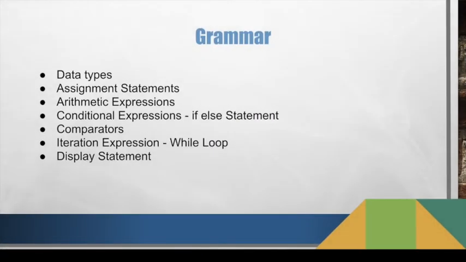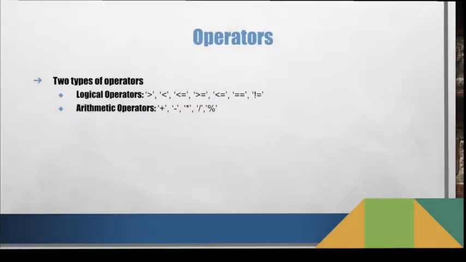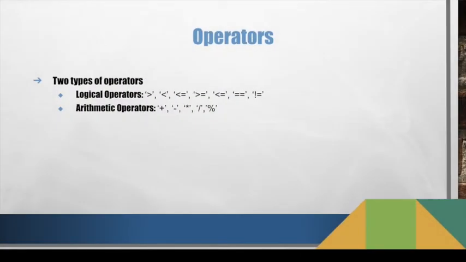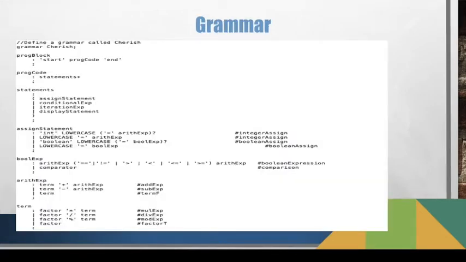The grammar consists of data types, assignment statements, arithmetic expressions, conditional expressions, if-else statement, comparators, iteration expression like while loop, and a display statement. There are two types of operators: logical operators, for example, greater than, less than equal to, greater than equal to, and similar types, and arithmetic operators: plus, minus, multiplication, division, and the modulus operator. Now I'll explain the grammar.